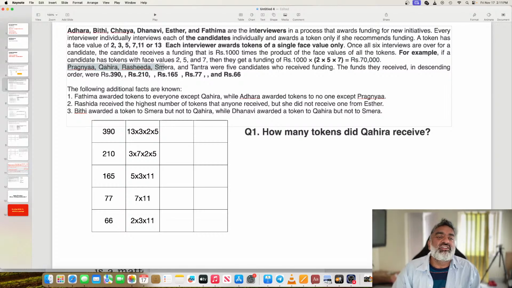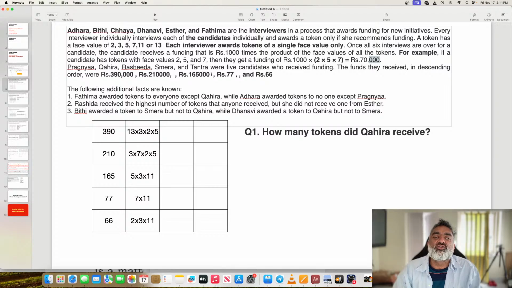Pragnya, Kahira, Rashida, Smera, and Tantra were five candidates who received funding. The funds they received in the descending order were rupees 390, it is 390,000 actually, and is the same for all the other values as well. That's the first thing I did. I removed all the thousands. Why? Because as I observed the logic, I see that 1000 is the easiest part of the story. So my main focus is on the multiplication of the token face values. The 1000 is nothing, it's just there at the end, right?